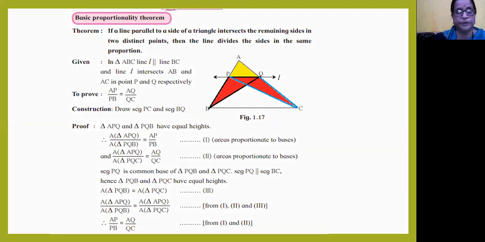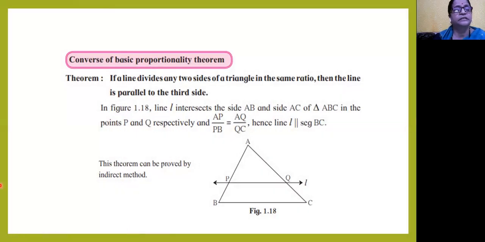It is proved. Next, the converse of the basic proportionality theorem. What is that? If a line divides any two sides of a triangle in the same ratio, then the line is parallel to the third side. This line is to be proved parallel to this side.